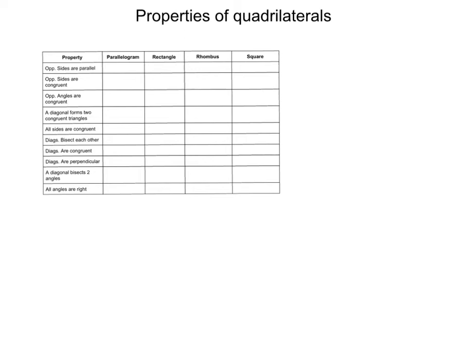Properties of quadrilaterals. Okay, so we have a few quadrilaterals. We have parallelograms, rectangles, rhombuses, and squares. Remember, these three are parallelograms. There's also a lot of properties that these shapes may or may not have.